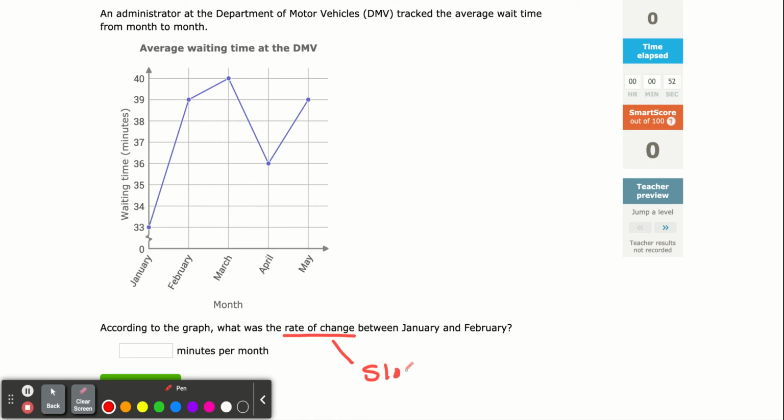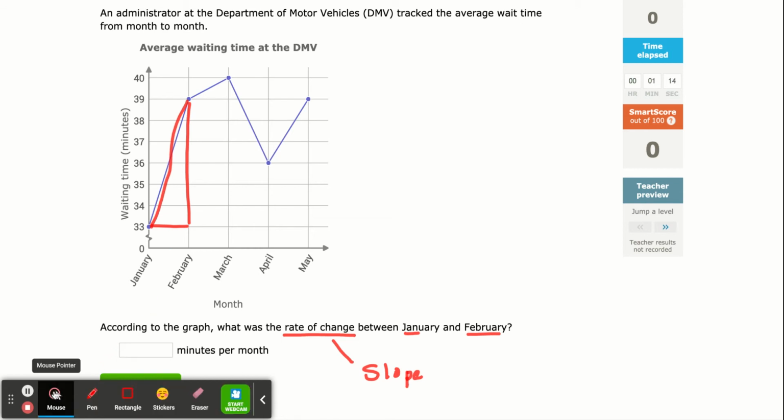So what's the rate of change between January and February? We look at this horizontal shift, this time limit of 1 month, and we increase from 33 to 39, a total of 6. So the answer for that would be it increases 6 minutes per month. And I want you to realize it's minutes per month, which is just the slope of the line.